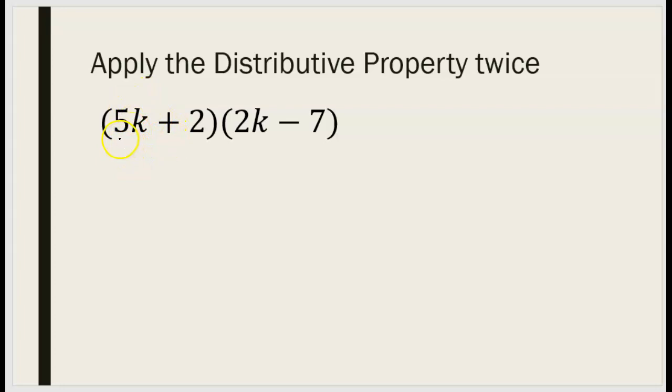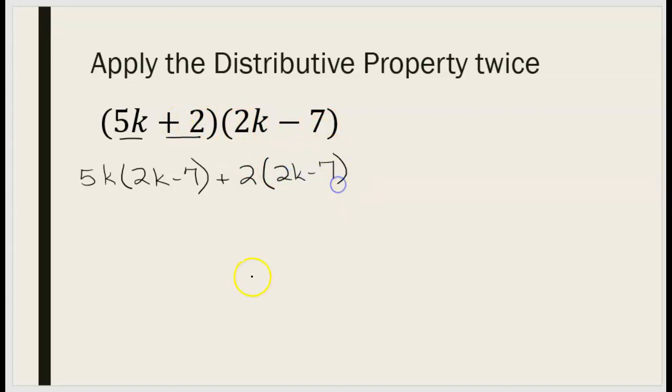So again, if I'm going to use the distributive property, 5k is going to get multiplied by this entire set of parentheses in the back. Now my plus 2 gets written down, and now I have to multiply that times this entire set of parentheses. Okie doke. And we start distributing. 5 times 2 is 10. K times k is k squared. 5 times negative 7 is negative 35. And then we have that k on there that we have to continue to keep in that term.